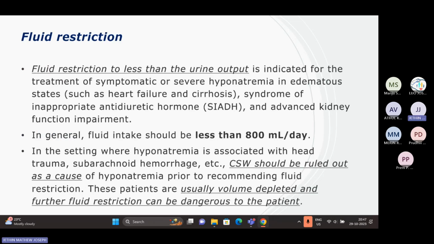Regarding fluid restriction, generally fluid intake should be less than 800 ml per day. We are trying to restrict the fluid intake to less than the urine output. I had mentioned this particular scenario in the last class: cerebral salt wasting. You have to be careful about cerebral salt wasting because this is a volume contracted state, so fluid restriction is not indicated in this condition. These patients are usually volume depleted, so further fluid restriction can be dangerous to the patient. But otherwise, in these cases, general measures include fluid restriction.